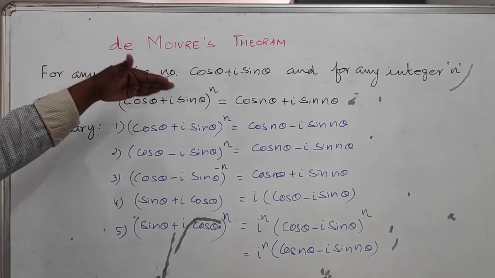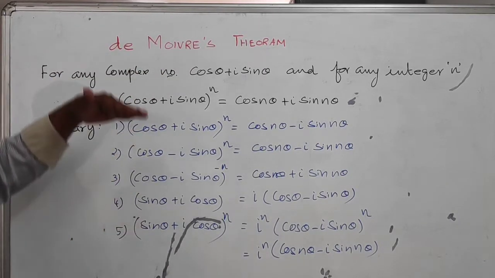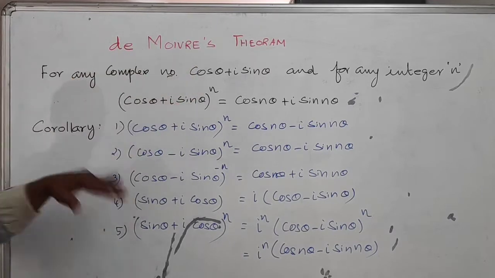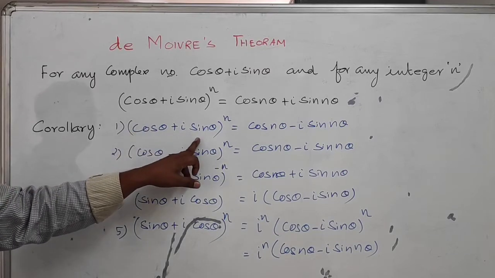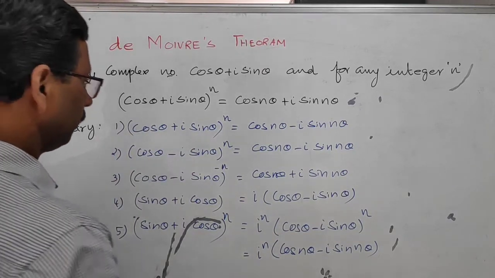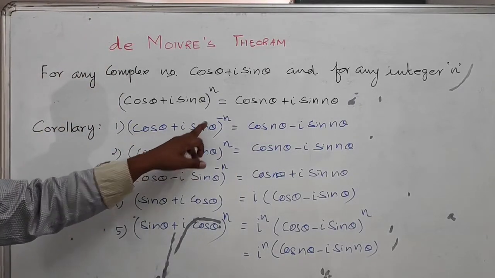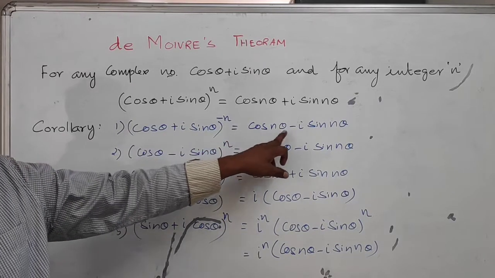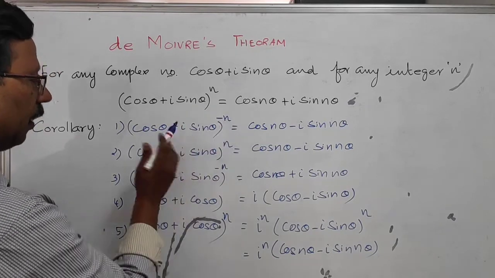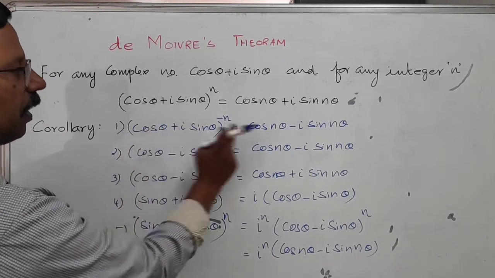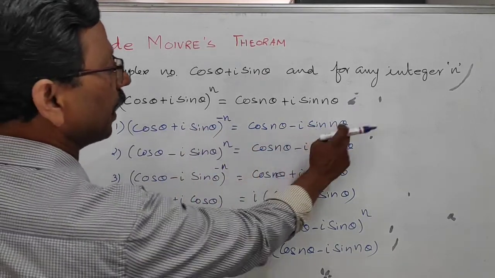Now based on this we have some more results, that is called corollary, means sub theorems. Okay, the results based on the given statement are called corollary. Now the first one is (cos theta plus i sin theta) whole power minus n, which is equal to cos n theta minus i sin n theta, we can say. Because if you multiply by minus n, cos of minus n theta becomes plus cos n theta, and sin of minus n theta becomes minus sin n theta.